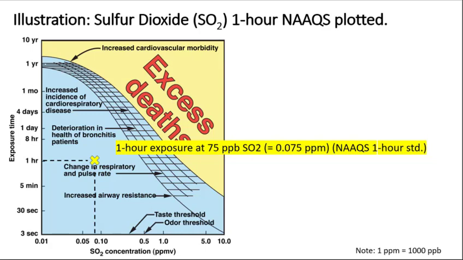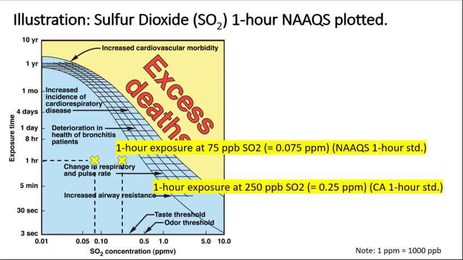Note that this can also be concluded using the higher, more lenient 1 hour standard for California of 250 parts per billion. As seen, this data point is also well within the blue portion of the plot.